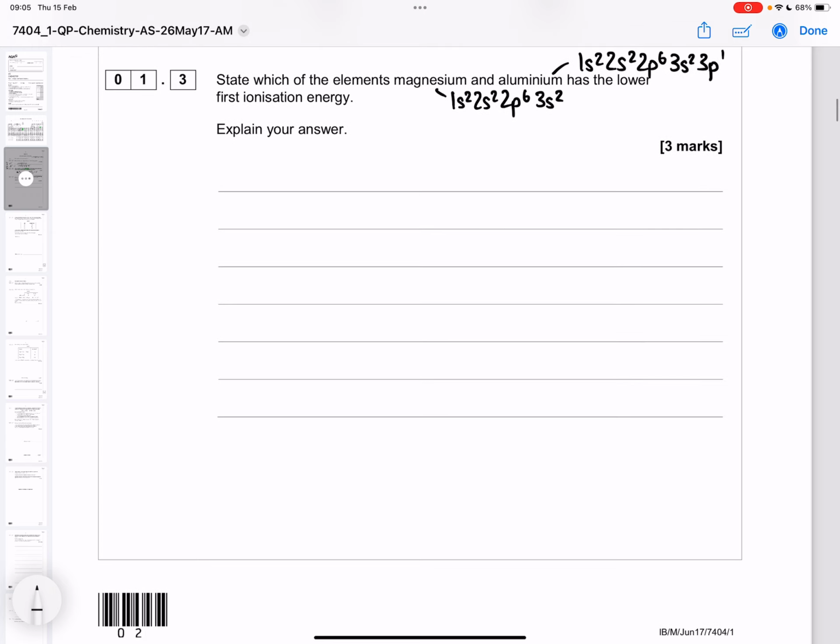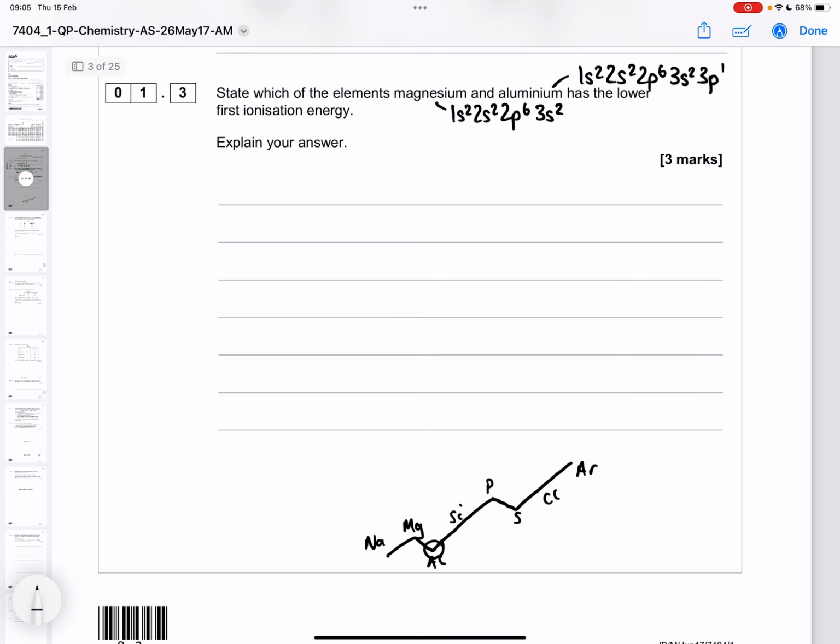Or if you remember the shape of the graph for first ionization energy across a period, it goes up, drop a bit, up, drop a bit, up. Sodium, magnesium, aluminium, silicon, phosphorus, sulfur, chlorine, argon for period 3. And you can notice that aluminium has dipped a bit. And if we look at the electron configuration, we can explain why. It's to do with this change of subshell.